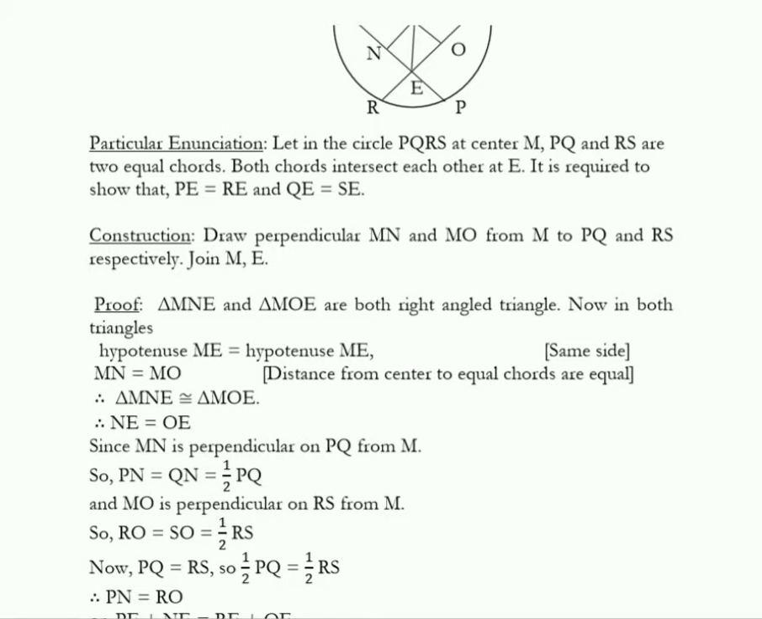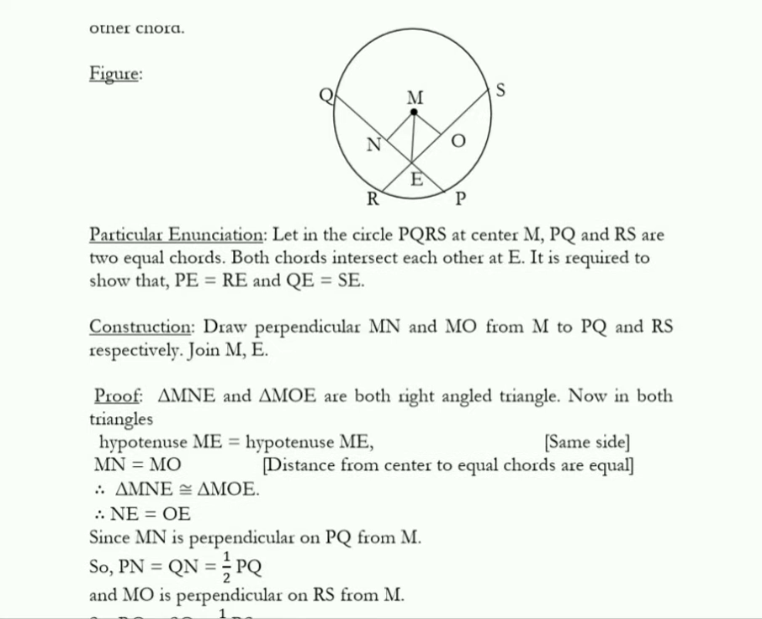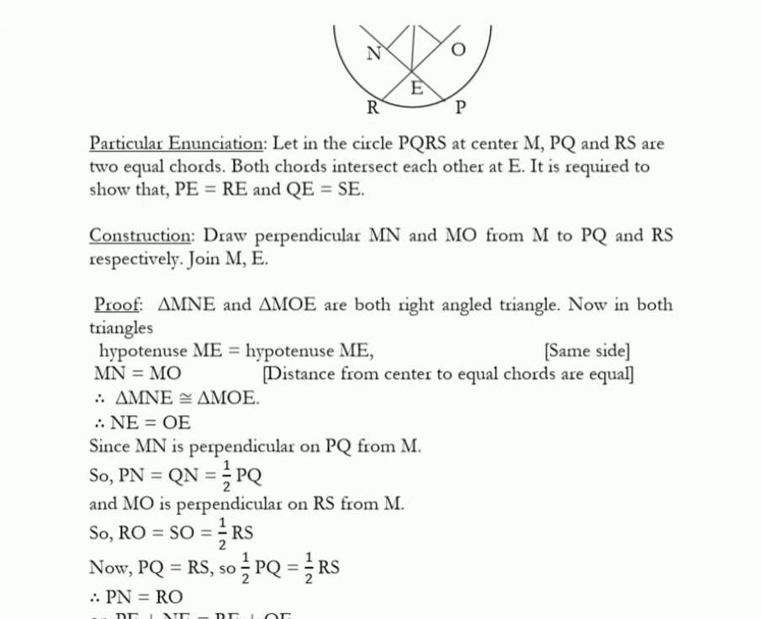Now since MN is perpendicular and MO is also perpendicular, so N is the midpoint of PQ and O is the midpoint of RS. So we can write PN equals half of PQ and RO is half of RS. এখন since PQ equals RS, equal chords, so half of PQ equals half of RS. So we can write PN equals RO, যেহেতু PN equals half of PQ and RO is half of RS.